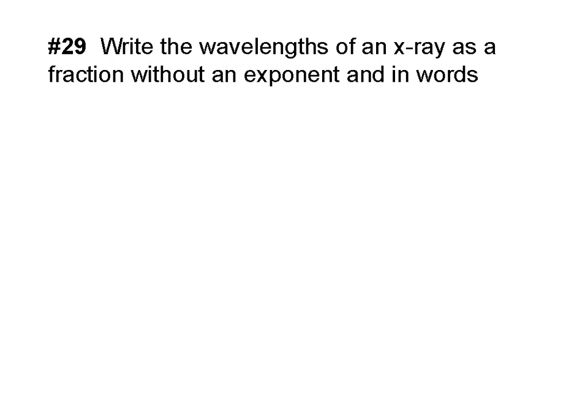Okay, 29 was a little bit weird. It said, write the wavelength of an x-ray as a fraction without an exponent and in words. So careful, you have two answers for number 29. Notice an x-ray's wavelength, it says on the chart, is 10 to the negative 10. So they want us to write it without an exponent and in words. In other words, as a fraction and with words.